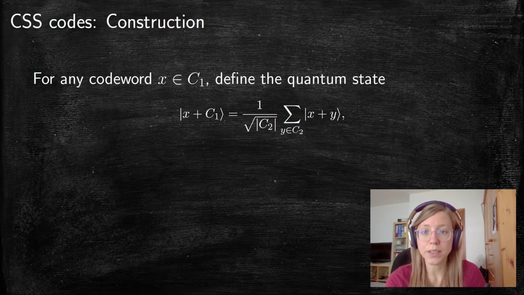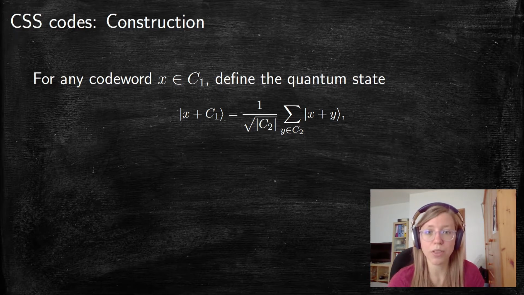Let's see how this works. So the construction is as follows. For any code word x of the code C1, we define the following quantum state. The state is labeled by x plus C2, and it is given by 1 over the square root of the cardinality of C2, which is the number of code words of C2, and then the sum over the states x plus y, where y is a code word in the code C2.